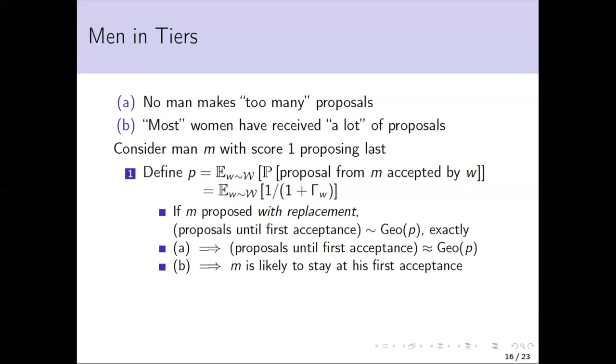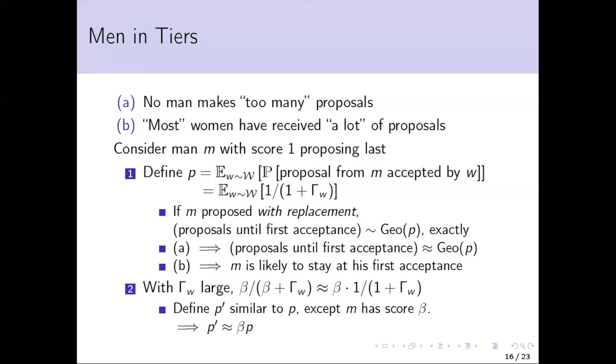Also, the second lemma tells us that when a woman accepts M, she should be very happy about M, and M should be very likely to stay at his first acceptance. In fact, the likelihood is of constant order. Also, if the market is large, then we have this gamma W, the sum of scores, also being large. We observe the following approximation, which tells us that if we define p prime, similar to p, to be the probability of acceptance for a man with score beta, then p prime is roughly just beta times p.